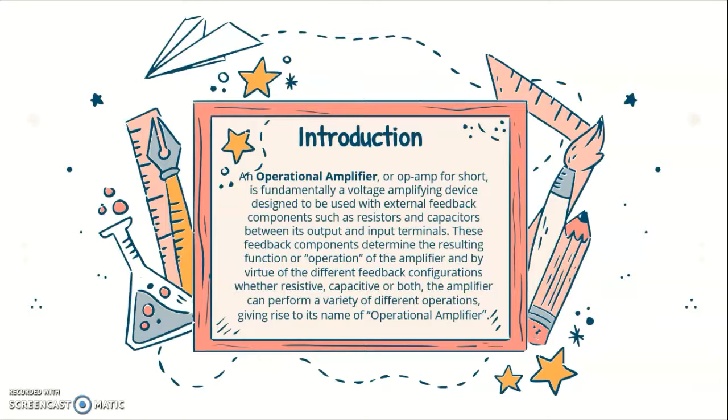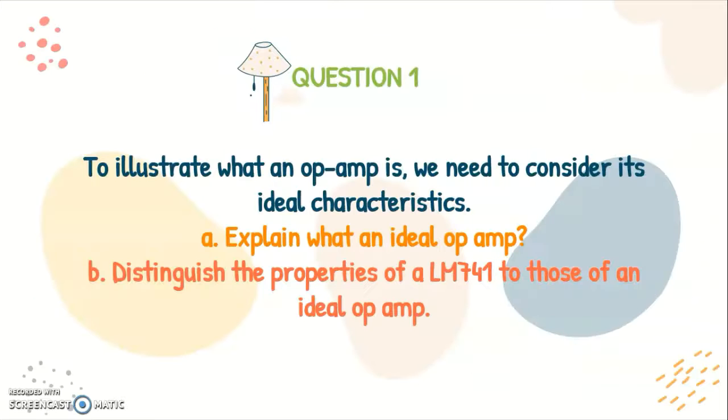Introduction. An operational amplifier, or op-amp for short, is fundamentally a voltage amplifying device designed to be used with external feedback components such as resistor and capacitor between its output and input terminal. These feedback components determine the resulting function or operation of the amplifier, and by virtue of the different feedback configuration, whether resistive, capacitive, or both, the amplifier can perform a variety of different operations, giving rise to its name of operational amplifier.